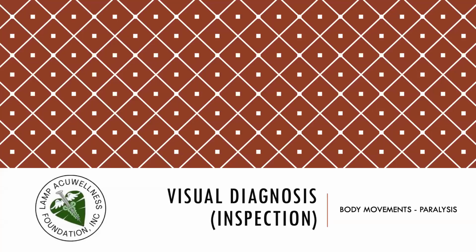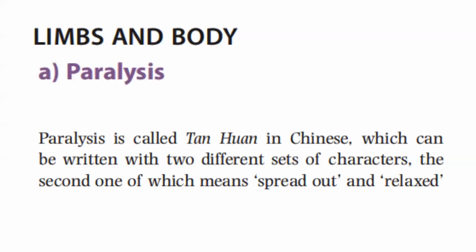Let's continue our discussion on visual diagnosis inspection. Still on body movements, let's talk about paralysis. In the limbs and body, paralysis is called Tan Huan in Chinese, which can be written in two different sets of characters. The second one of which means spread out and relaxed.